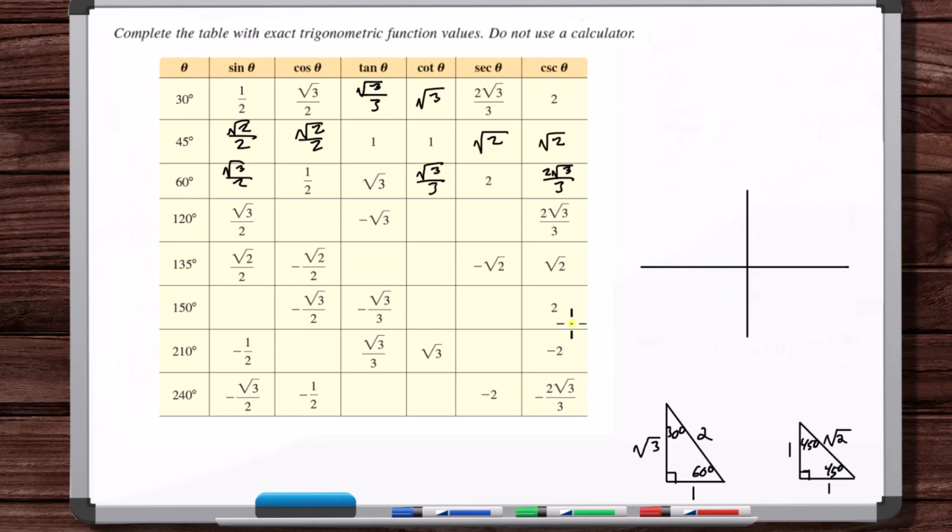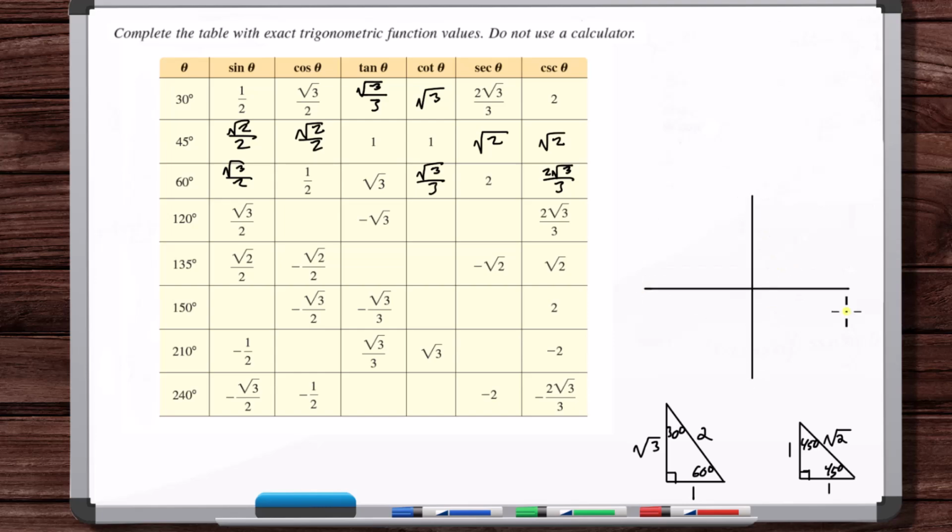Well, in this case, the reference angle is going to be 30, 60, or 45, so it's going to be one of these triangles. And it's going to have the exact same side lengths, except some of those side lengths might be negative. You see? So, well, let me bring this back.